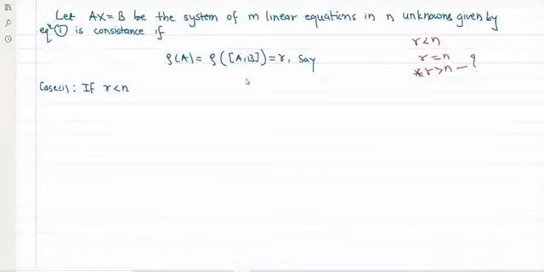The answer is no, because rank is minimum of M and N. No, that is not possible. Only two possibilities there. So from that I am taking R is less than or equal to N. Then Ax equal to B, the given system, Ax equal to B has infinite solutions.